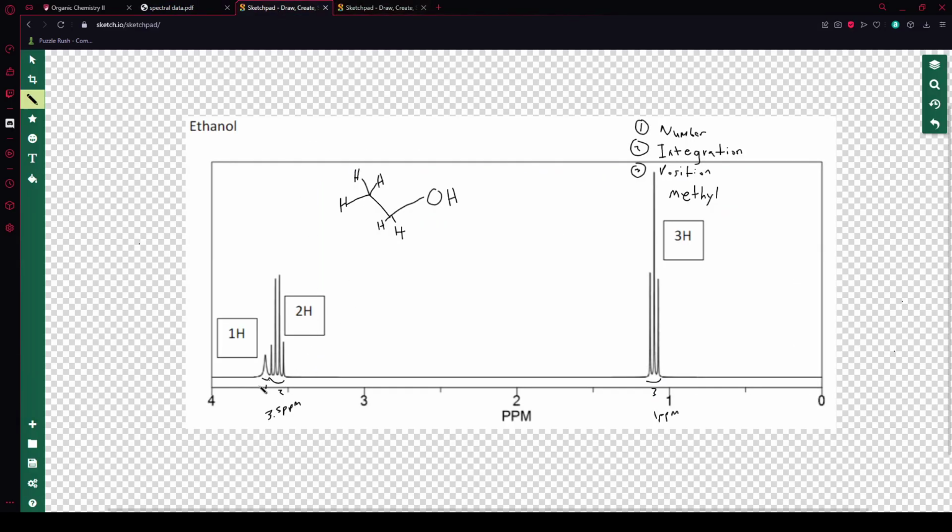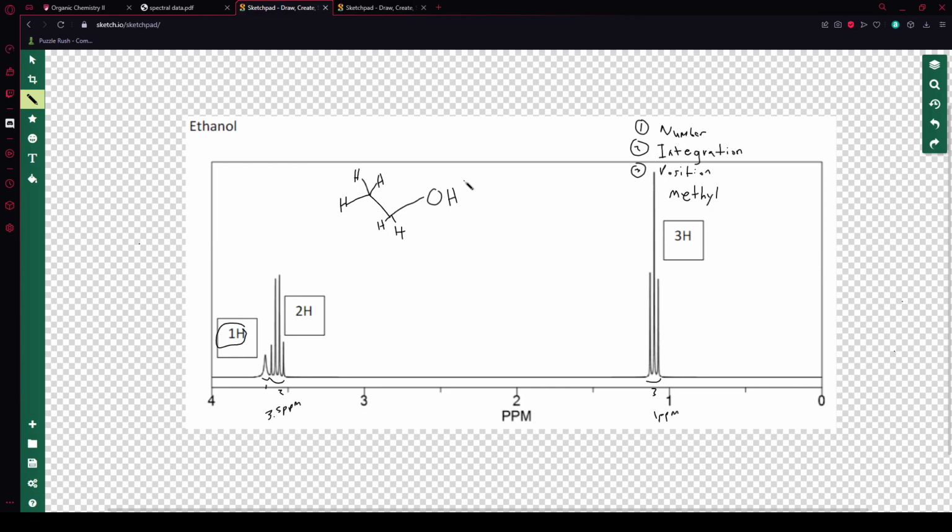So if we go back, we can see that this first hydrogen, it's only one hydrogen, and it's by itself, so it's a unique hydrogen that has no other hydrogens like it, and it's either on the alcohol or attached to a carbon that is attached to the alcohol. And we can see that there is only one unique hydrogen that matches those specifications.